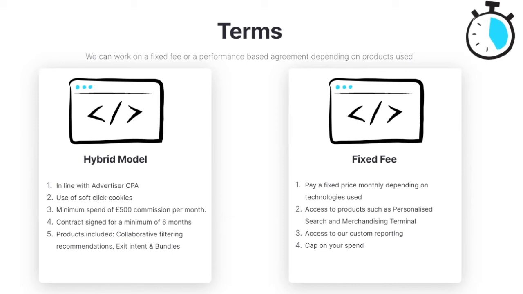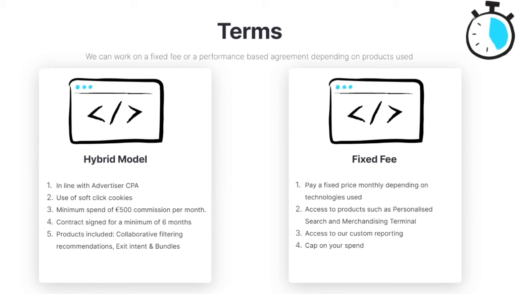Also, the one bit of information is that there is a minimum spend of 500 euros commission per month, which we haven't faced as an issue so far, as most of our retailers are billing well in excess of that because of the value that we're driving for them. And the contract is signed for a minimum of 6 months to give us time to optimize and for you guys to truly see the real value in our solution.